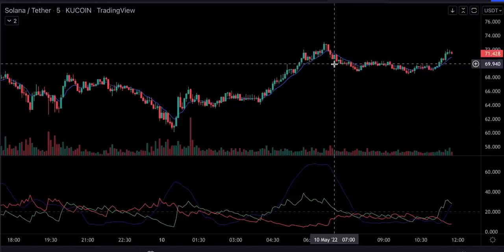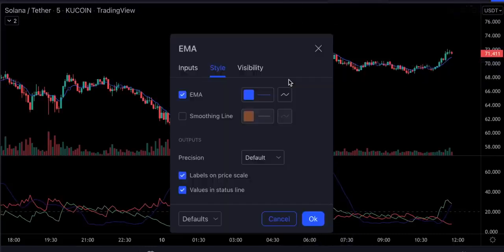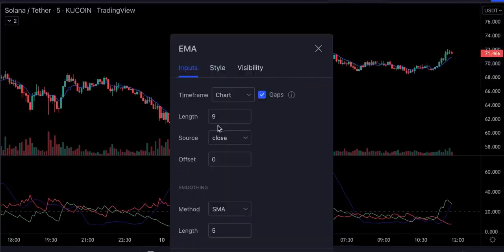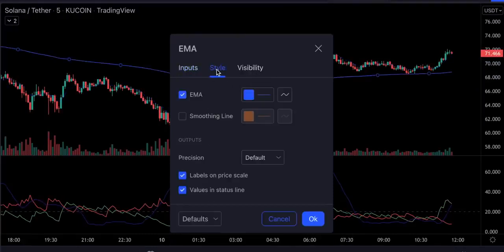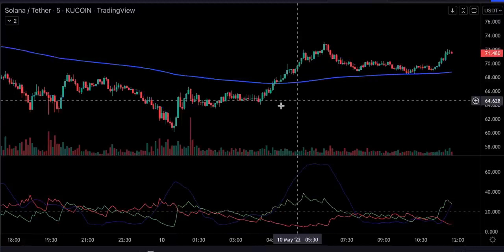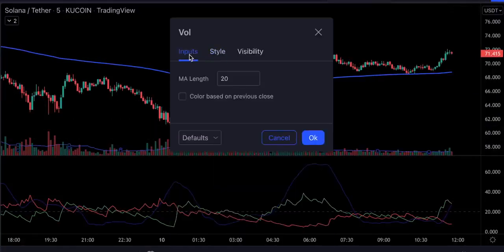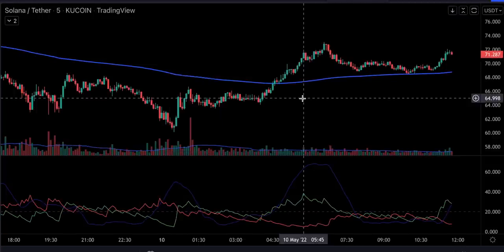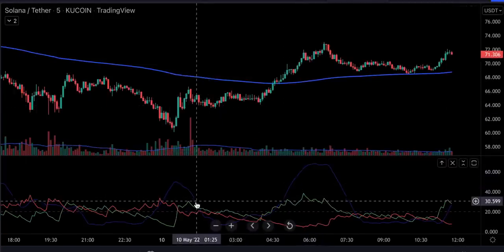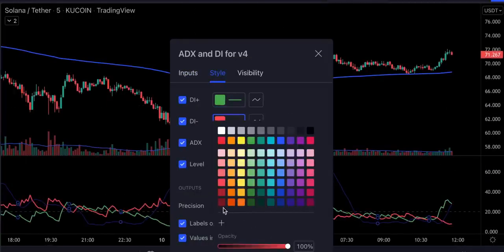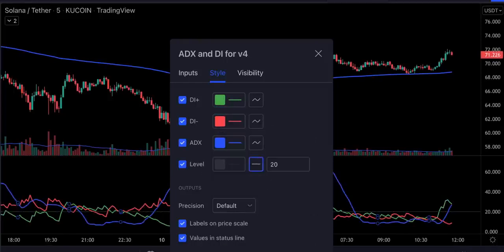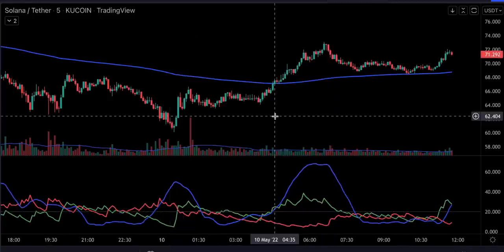Okay, now we need to adjust the EMA first. So we're going to change the inputs and make the line a bit thicker. Also, let's add a moving average to this volume, and replace this MA length from 20 to 30. And lastly, let's make this ADX indicator a bit more visible. Okay, now our strategy is complete. Let's get into our trading rules.